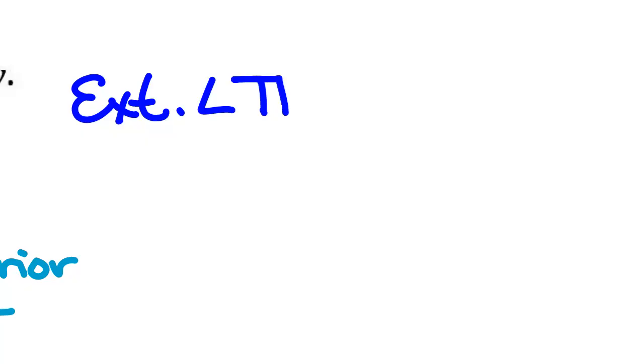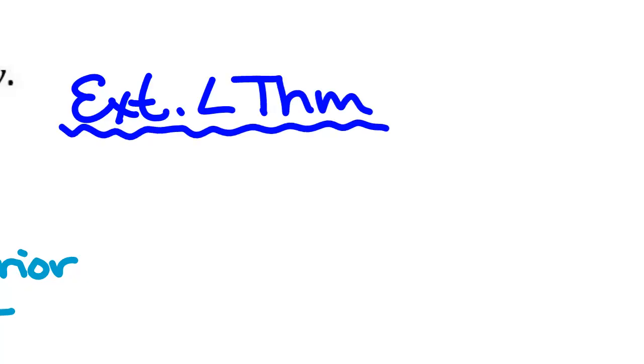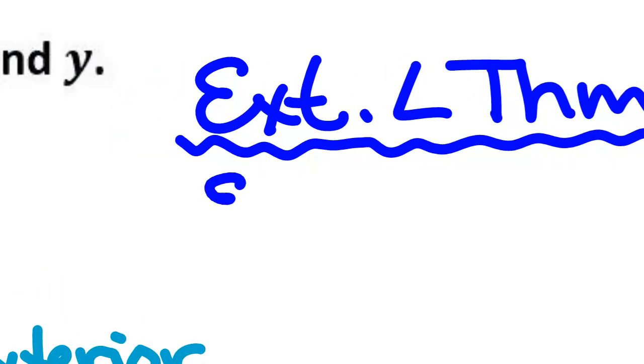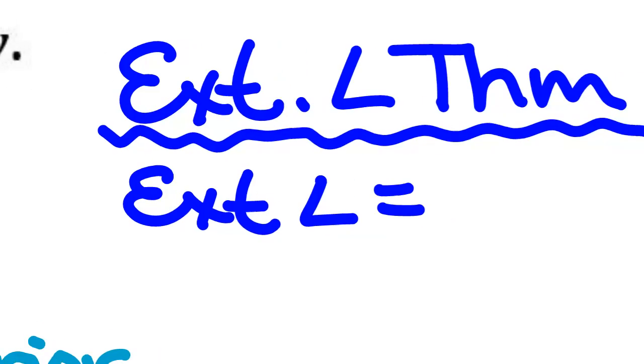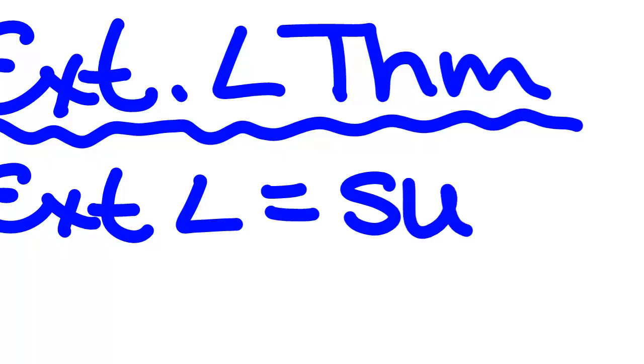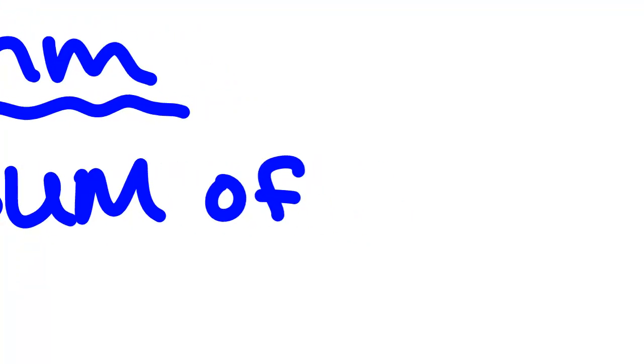We learned an exterior angle theorem at the beginning of this module. The exterior angle theorem tells me that the exterior angle of a triangle is equal to the sum of the 2 remote interior angles.